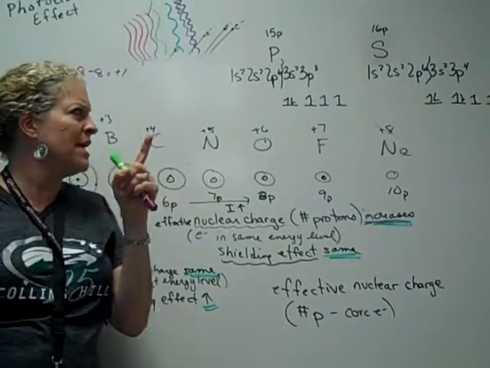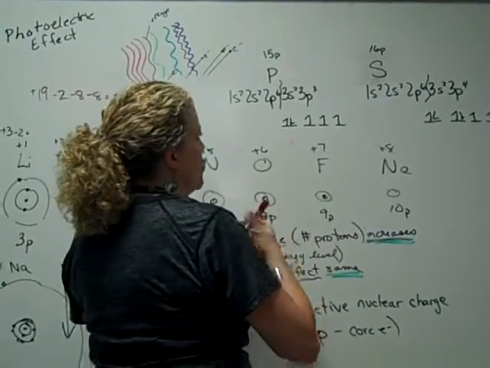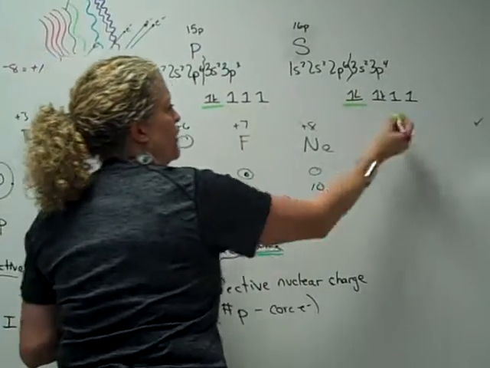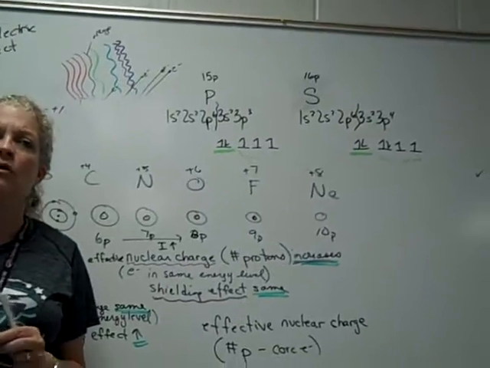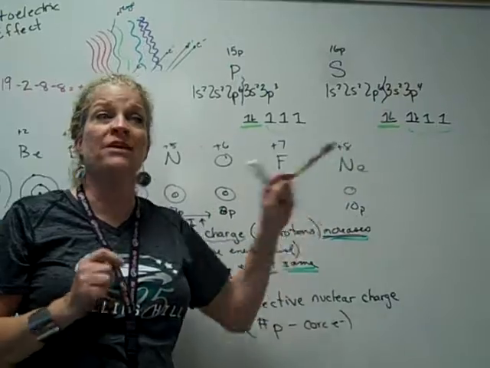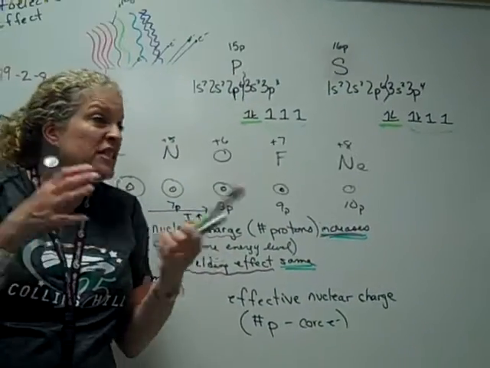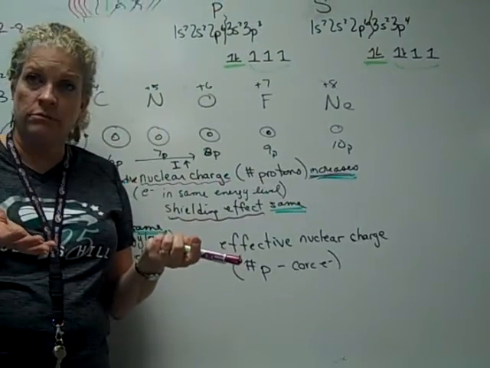Okay? So let me ask you this. The 3s orbitals are identical, but the 3p orbitals are different. Which one has more electron repulsion? Sulfur. This one does. So guess what? This is actually a slightly less stable configuration of the electrons because it's experiencing some repulsion.